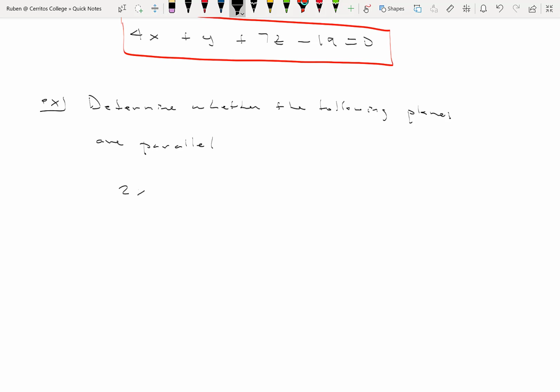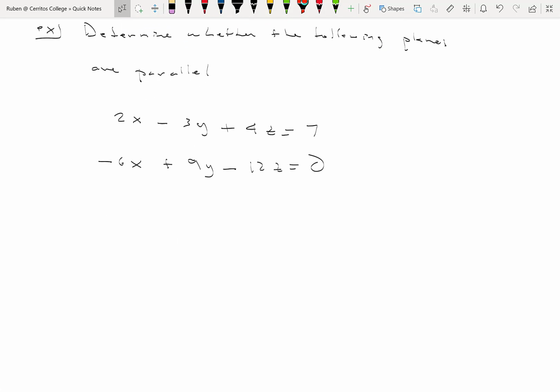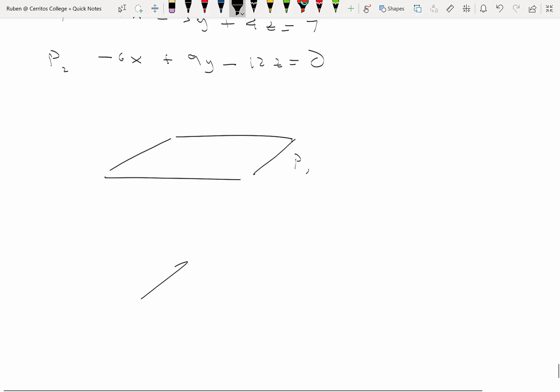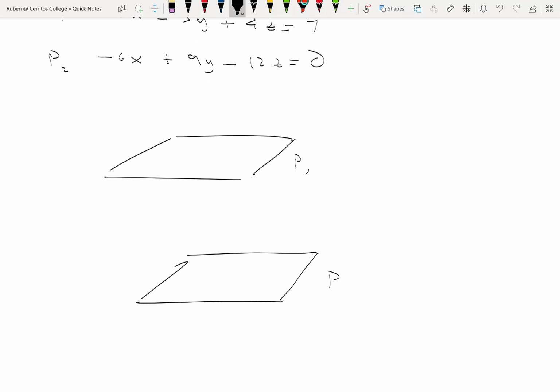Okay, so I have 2x minus 3y plus 4z equals 7. I also have as my second plane negative 6x plus 9y minus 12z equals 0. 2 planes. How can I determine if they're parallel? I'll call the first one plane 1, the second one plane 2. So how can I determine if plane 1 and plane 2 are parallel?